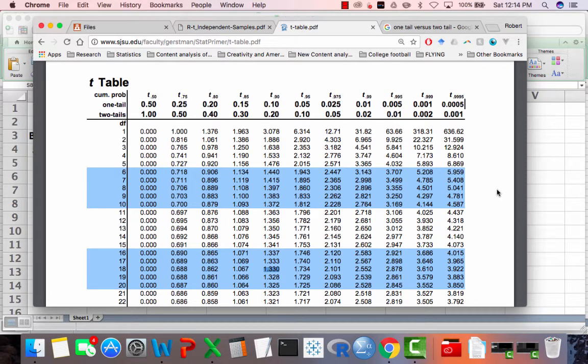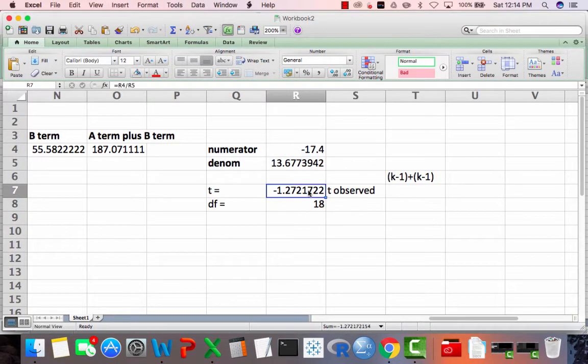Okay, so in the previous video, we computed something called a t-statistic. You can see it right here. We ended up with a value of negative 1.27. I'm going to call that t-observed.